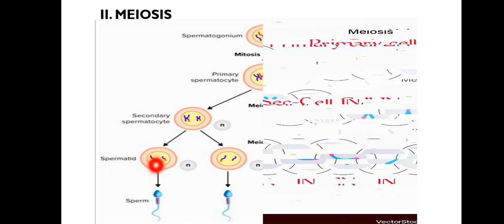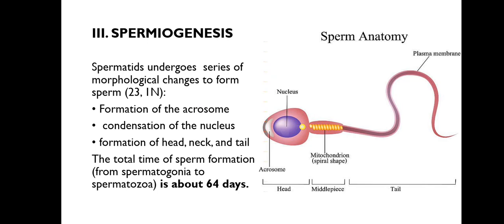Now, these spermatids are not mature. I mean, they're not mature. They can't fertilize an egg. They are not able to do that. So the body knows to say, okay, what do we do with them? We are going to make them undergo a process that we call spermiogenesis. This is a process that these spermatids undergo, a series of morphological changes to form sperm, which has got what? 23 chromosomes, or 1N.